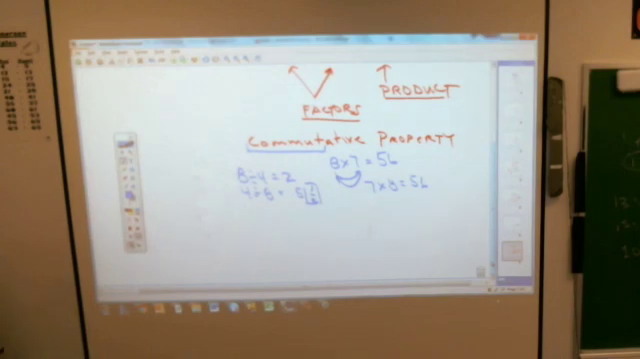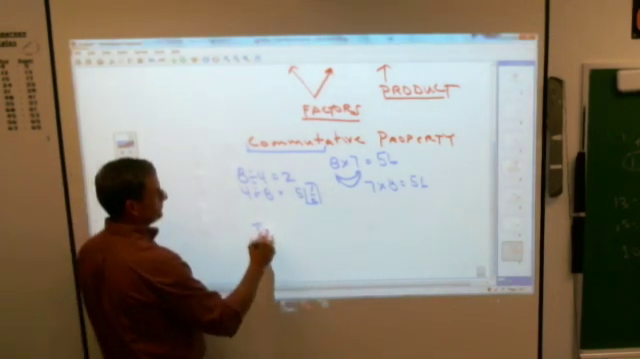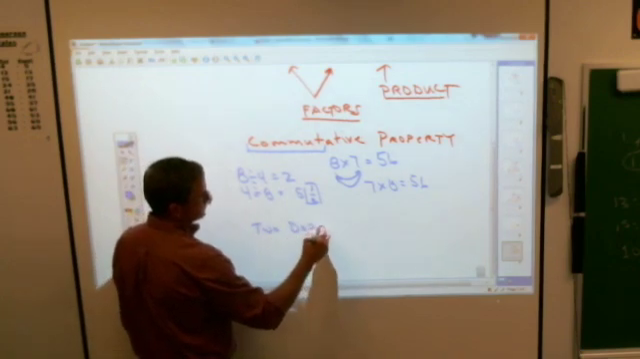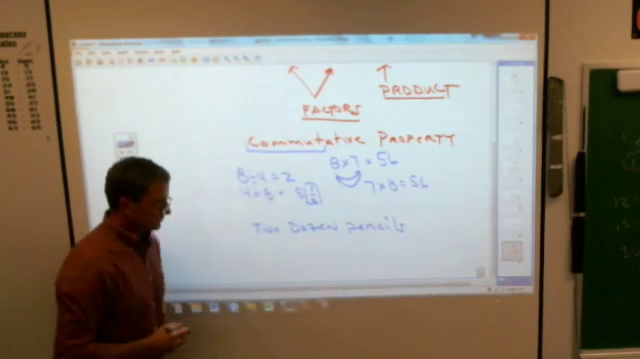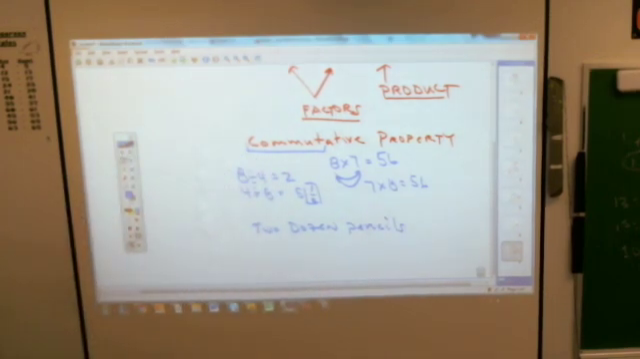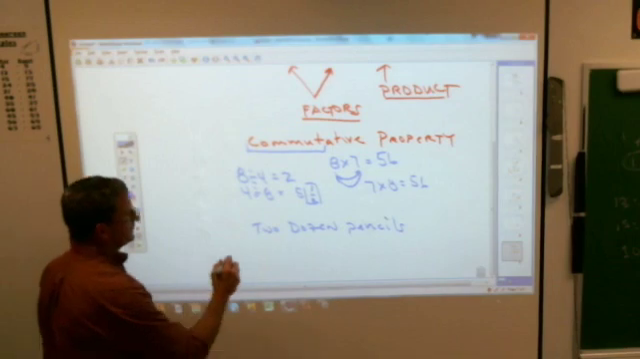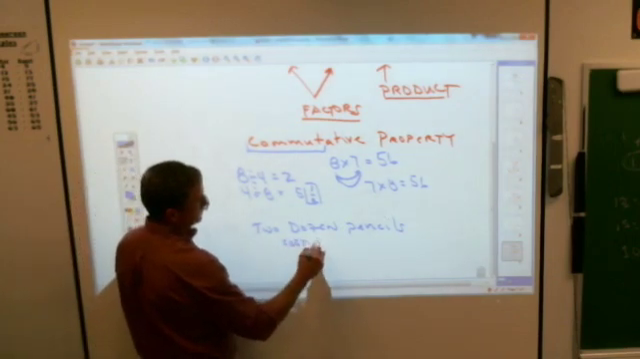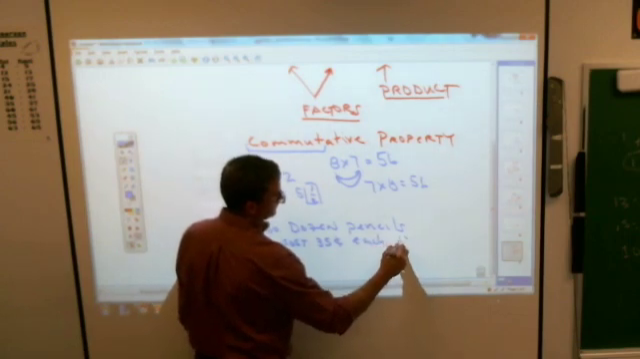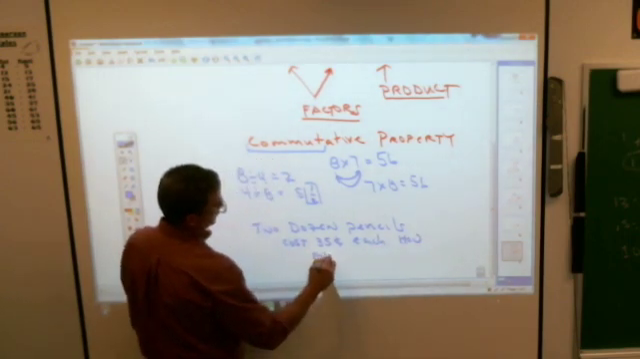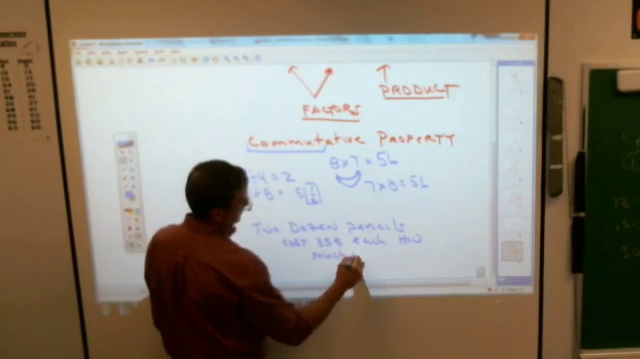And then, ladies and gentlemen, we talked about multiplying with money. That's kind of actually the big thing we talked about this. Write down this problem. 2 dozen pencils cost 35 cents each. How much will all the pencils cost?